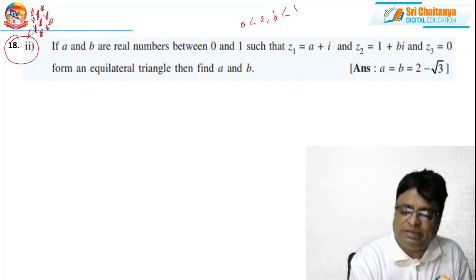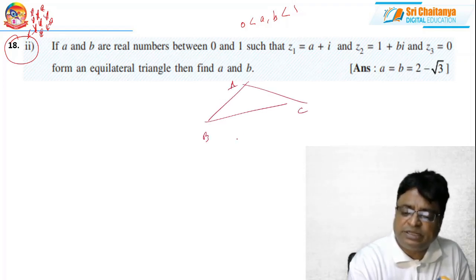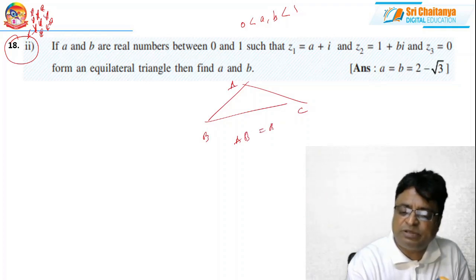Find a and b. Equilateral triangle means what? Suppose if ABC is an equilateral triangle, then what is that? AB equal to BC equal to CA.